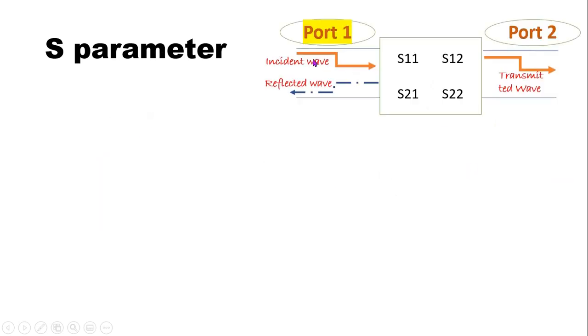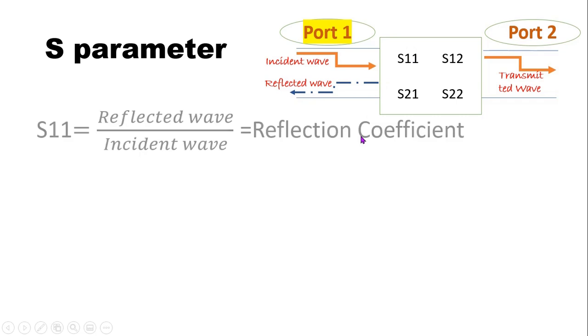So let's talk about this with respect to port 1. Perfect. So what is S11? S11 is your reflected wave divided by incident wave. You have a reflected wave here, you have an incident wave here, and if you take reflected wave divided by incident wave, then it is your S11, and you could recognize that this is nothing but your reflection coefficient. So safely we can say that S11 is just our reflection coefficient.